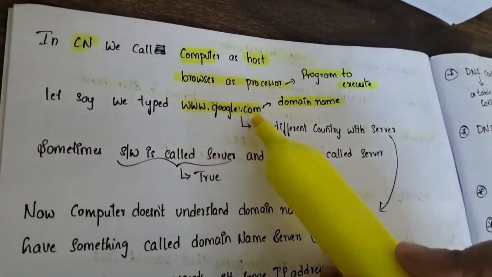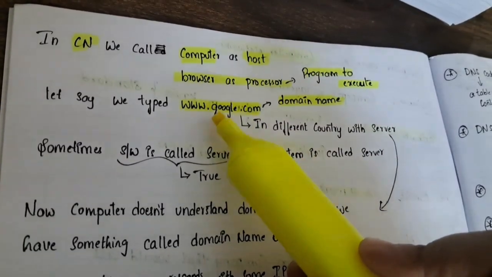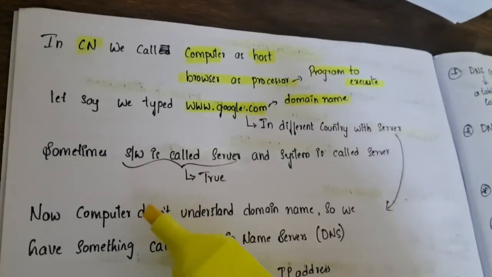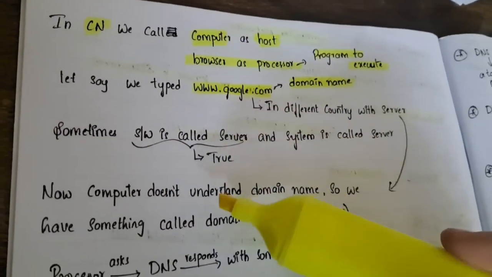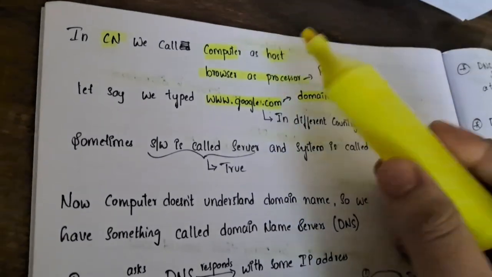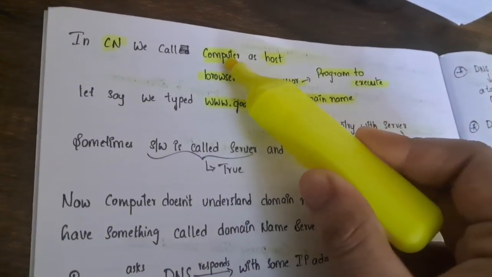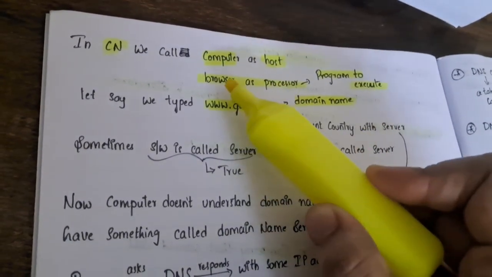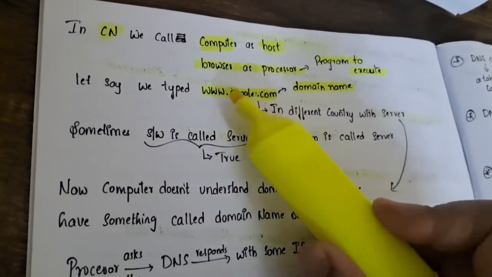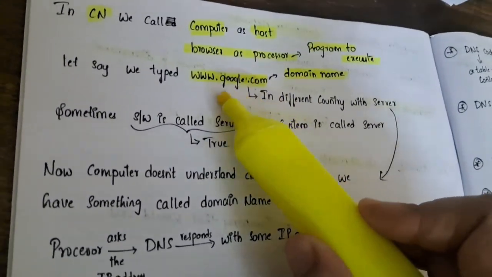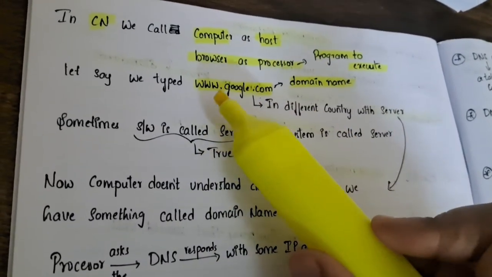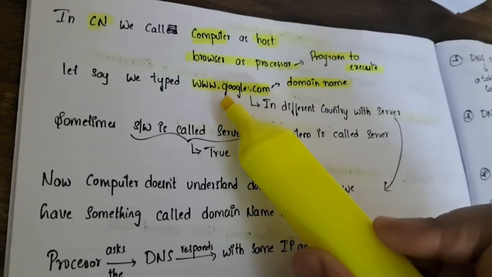So to make the system understand what we are giving as a command, we will be using a process. That process I'll be explaining in detail. For now, I want you to remember: host is nothing but the computer, processor is nothing but the browser, and domain name is nothing but some URL. It can be www.google.com or anything. This is just an example that I have used.